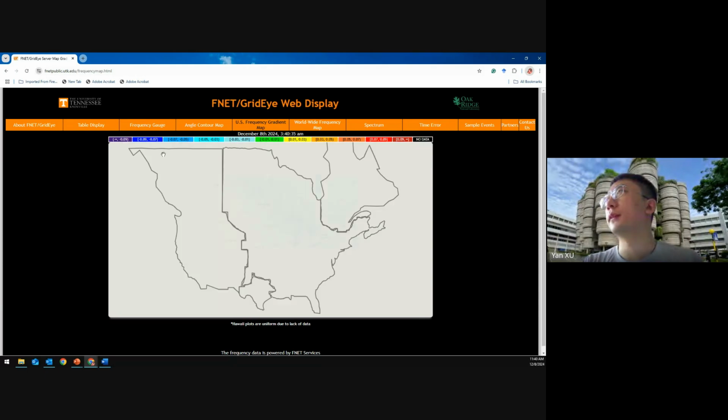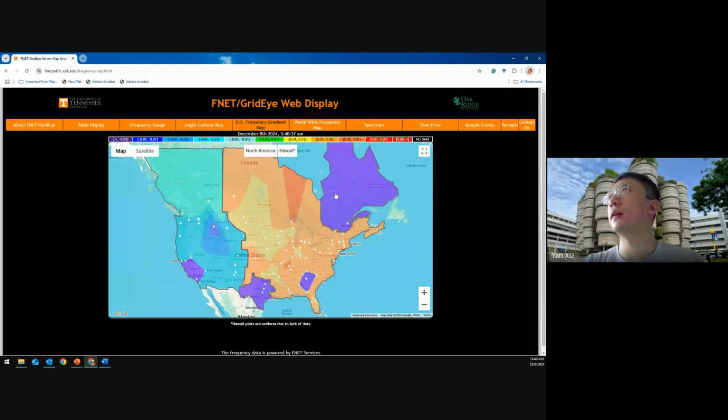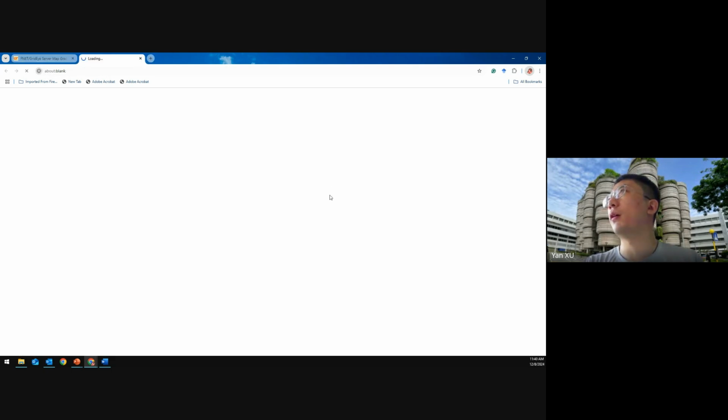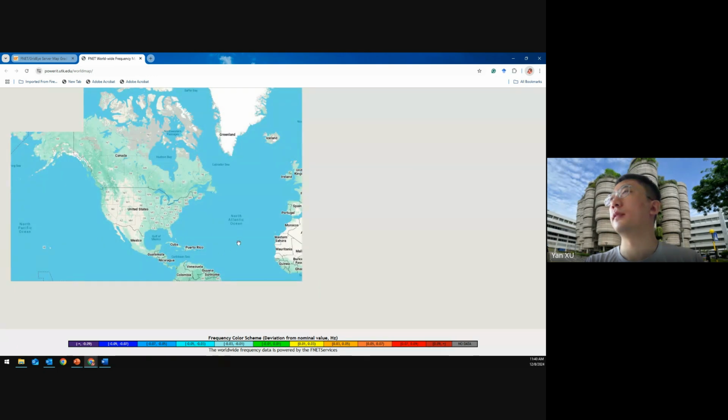And in the frequency gradient map, you can also see the frequency deviation in different ranges. They are all measured by PMU. They also report worldwide frequency measurements. As long as a unit is installed and communicates with their platform, we can show its value in real time.